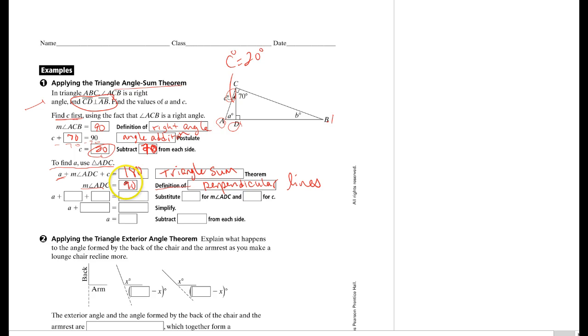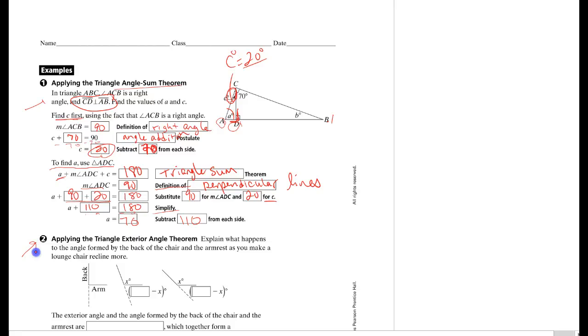Then that must mean that A, which is the thing we don't know, plus ADC, which is this right angle right here, plus angle C, which we already figured out is 20, has to add up to 180. So we substituted 90 for ADC and 20 for C. So that means that A plus 110 equals 180. That was just simplifying these two terms. Then subtract the 110 from both sides, and A has to be 70.